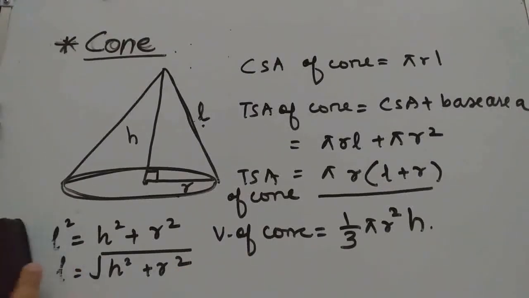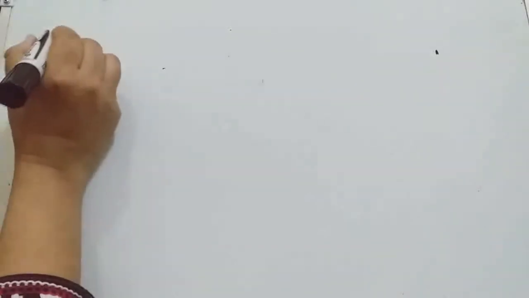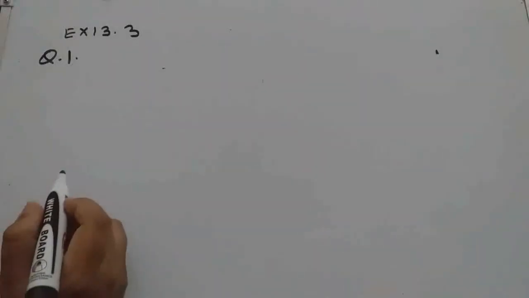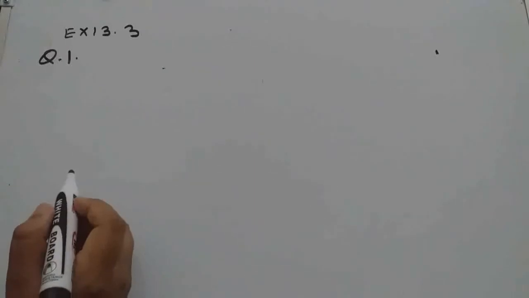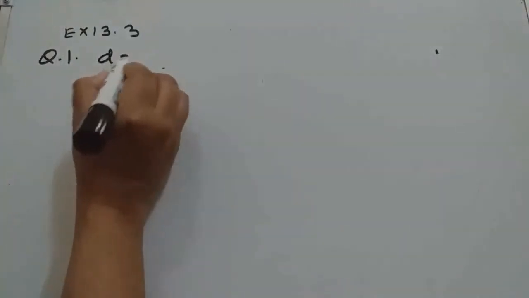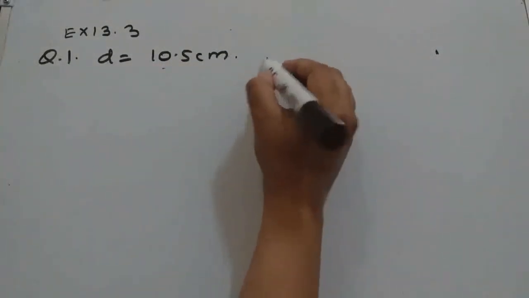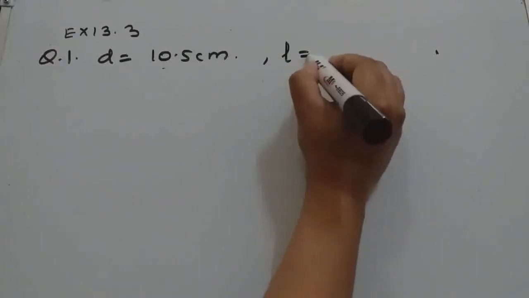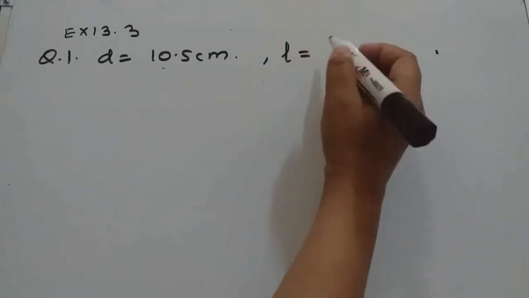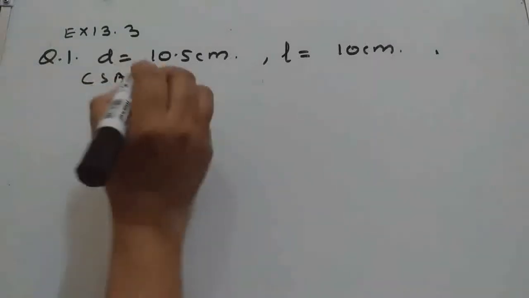Now first exercise. Exercise 13.3, first question. Diameter of the base of a cone is 10.5 centimeter. Slant height means L. Actual height they will write as height only, but for L they will write slant height, which is 10 centimeter. Find CSA and TSA.